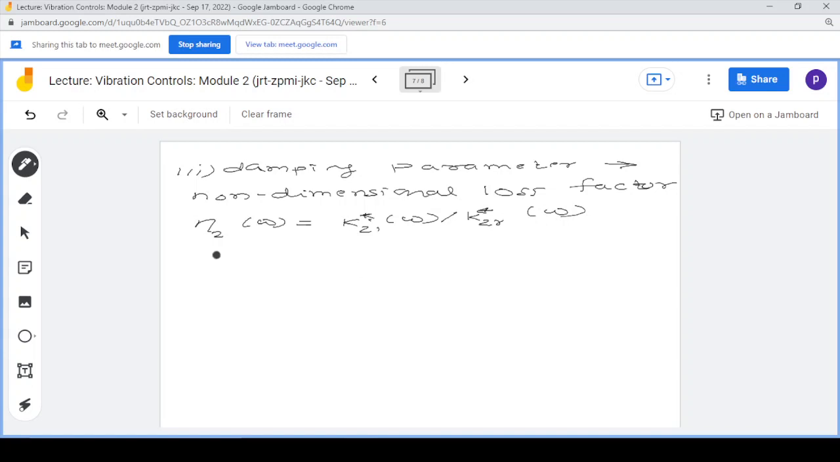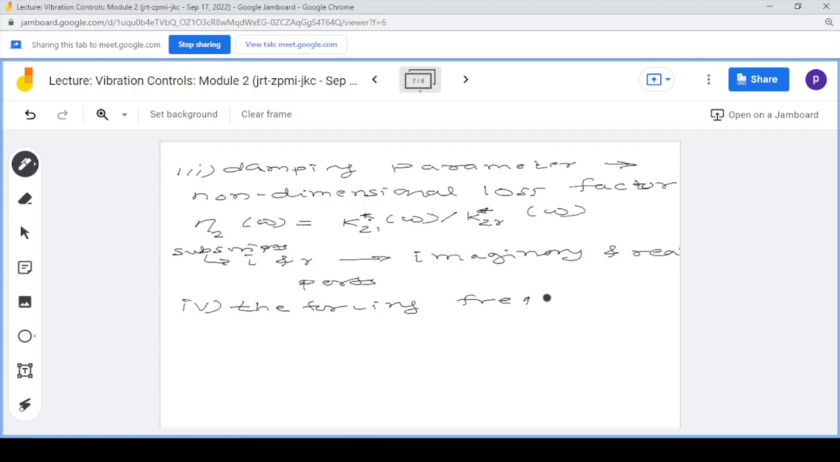Whereas what do the subscripts I and R denote? Subscripts I and R indicate the imaginary and real parts. So we have the damping parameter expressed in terms of non-dimensional loss factors. So eta 2 of omega equals K2I star of omega divided by K2R star of omega, right? And I and R are nothing but imaginary and real parts. And the fourth one is called the forcing frequency.